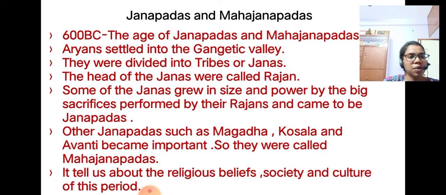Now we are going to see Janapadas and Mahajanapadas. So 600 BC was the age of Janapadas and Mahajanapadas. Aryans settled into the Gangetic Valley. They were divided into tribes or Janas. The head of the Janas were called Rajan.